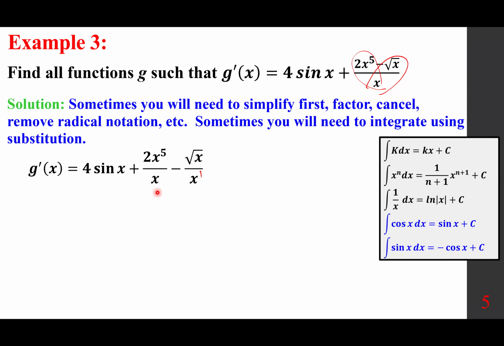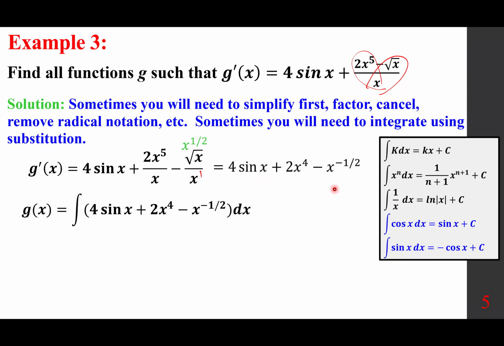This is 2x to the power of 4. This one is x to the power of 1/2. 1/2 minus 1 makes it negative 1/2. So we have 4 sine x plus 2x to the power of 4 minus x to the power of negative 1/2. So to find g of x, we integrate the right side times dx.